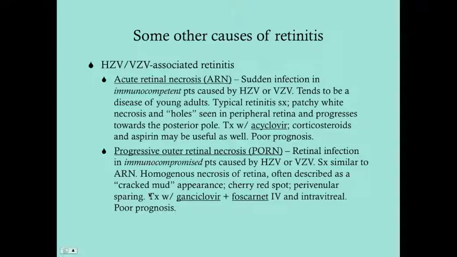So because this is also viral, this is treated typically with ganciclovir and foscarnet. And this can be administered either intravenously or intravitreal.